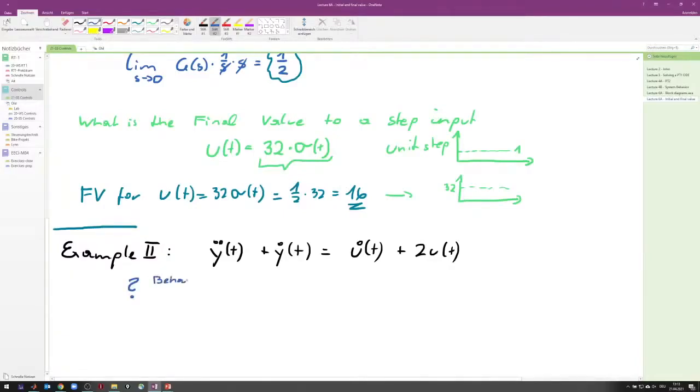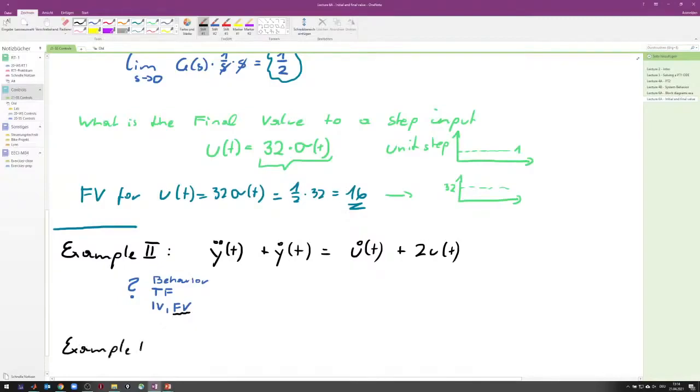And what I want to know is the behavior, the transfer function, and the initial value and the final value. Please take care when computing the final value, because we said there's a distinct restriction when we are allowed to compute the final value. So this here is a little bit tricky.